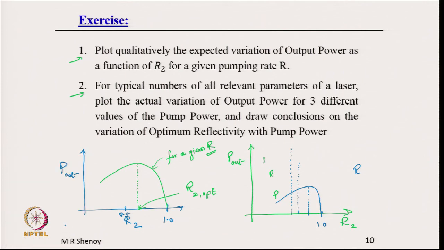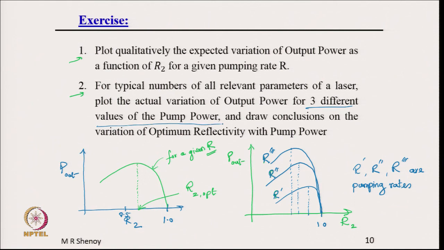Okay, let us go back here. So, my curves have got erased, but all right. Here, let me use this as R, R dash, R double dash and R triple dash, pumping rates. That is an exercise for 3 different values of the pumping rate or pumping power. Draw conclusions on the variation.